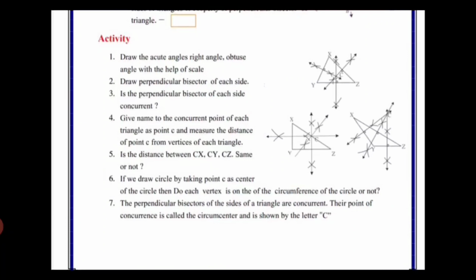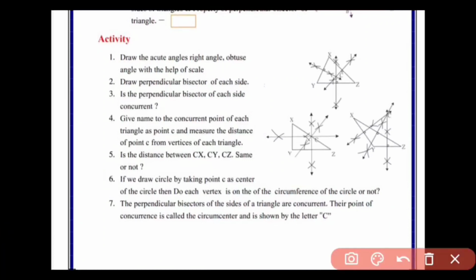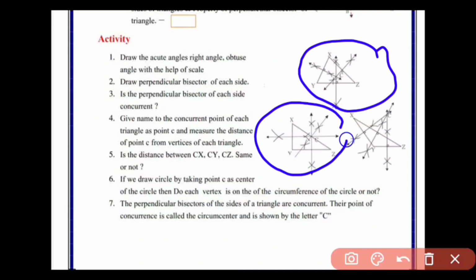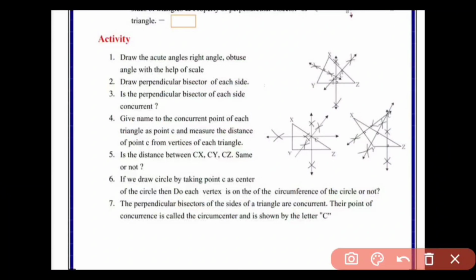and you all can see 3 types of triangles are drawn over here. The first type of triangle is acute angle triangle, second is right angle triangle, and third is obtuse angle triangle. In all these 3 triangles, the perpendicular bisectors of all 3 sides are drawn. In the first triangle we can see these perpendicular bisectors are intersecting each other inside the triangle, that means in the interior of the triangle.